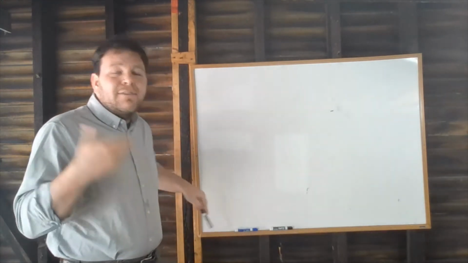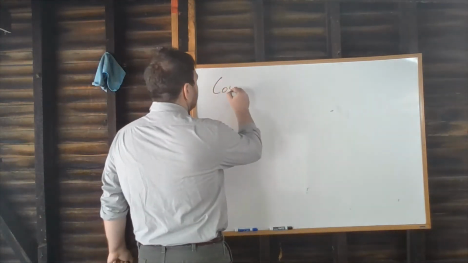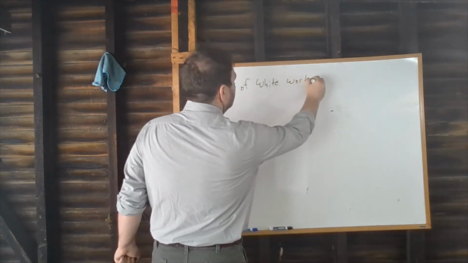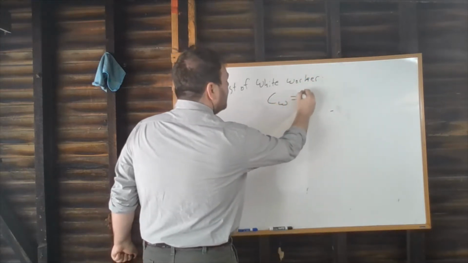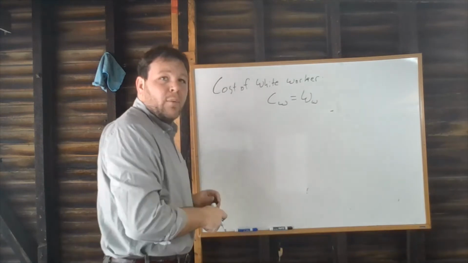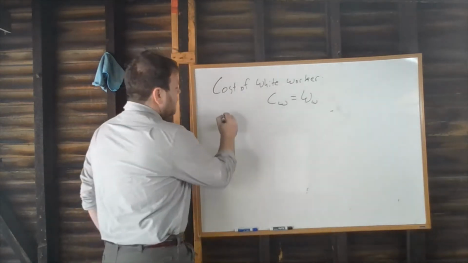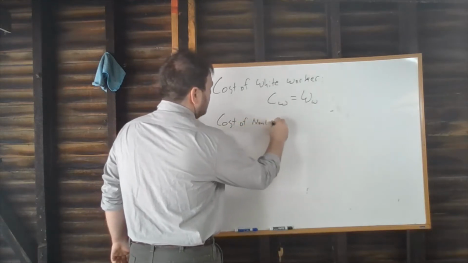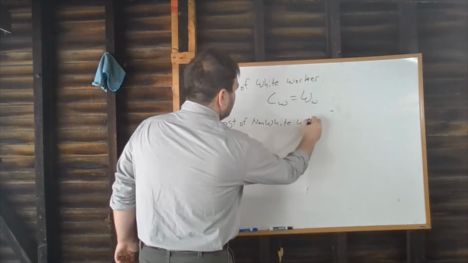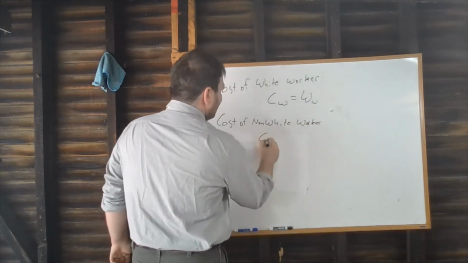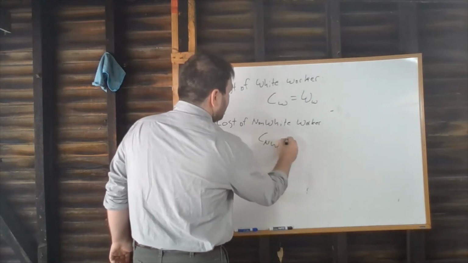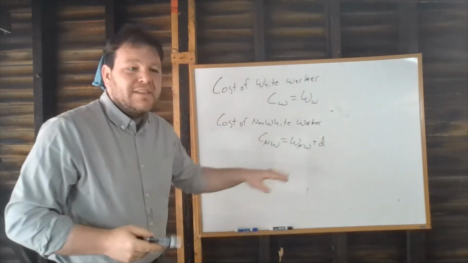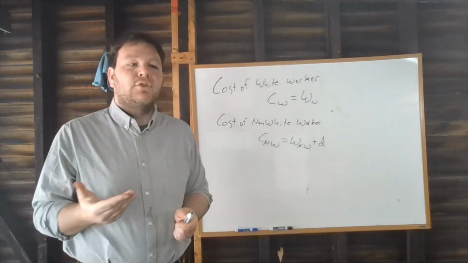In other words, the cost of hiring a white worker, some CW, is just the wage you pay that white worker. The cost of hiring a non-white worker, CNW, is the wage that you pay that worker plus this D, where this D is some discrimination coefficient or level of distaste or something like that.